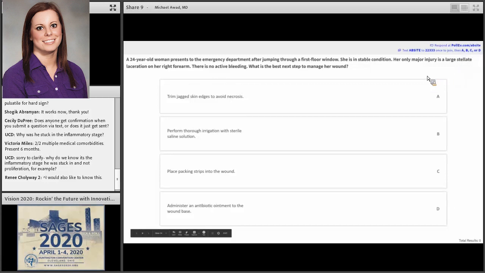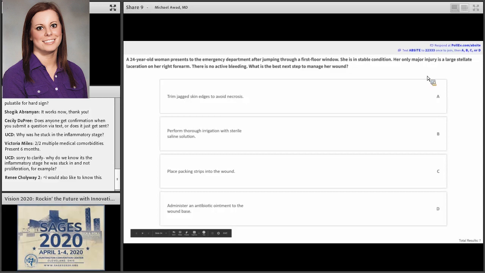A 24-year-old woman presents to the emergency department after jumping through a first-floor window. She is in stable condition. Her only major injury is a large stellate laceration on her right forearm. There is no active bleeding. What is the best next step to manage her wound?